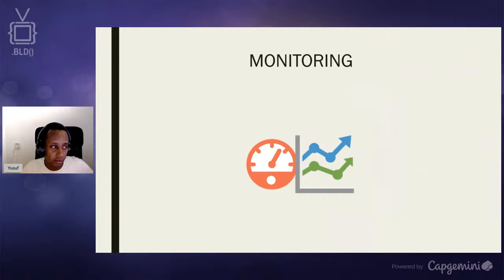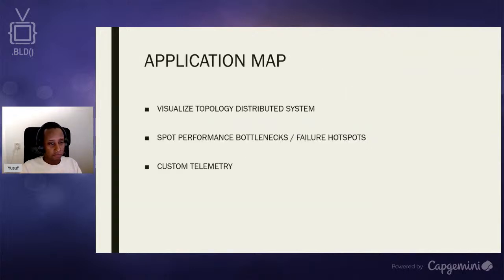So let's get started with monitoring. Application map is a feature within Application Insights, and it will visualize the topology of distributed systems. In one view, you can see all the components that are part of your system, and a component is an independently deployable part of your distributed microservices. This can be, for example, a web API or an Azure function. Within each component, you can see how many times it failed and how long it took for a request to complete. So it makes it easy for you to spot performance bottlenecks and failure hotspots.